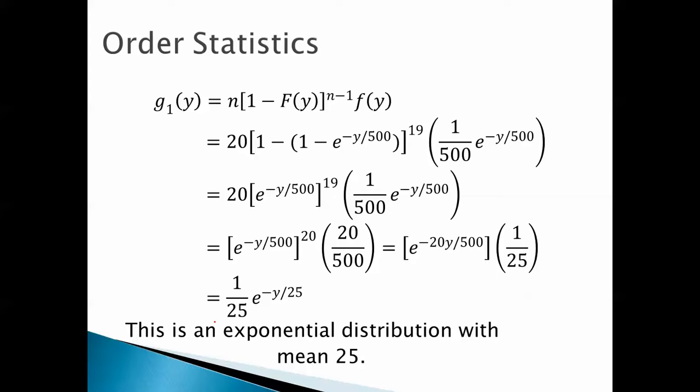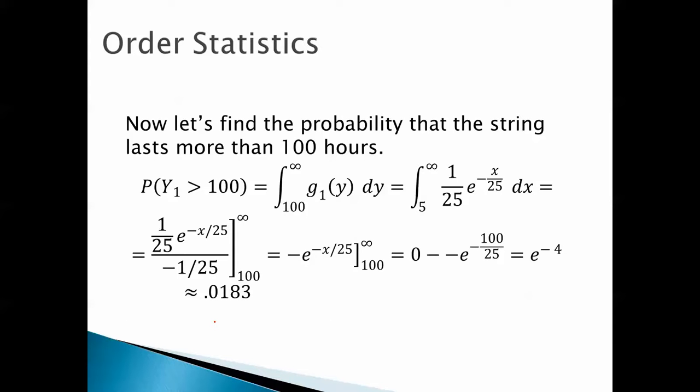Notice that this is an exponential distribution with mean 25. So the PDF of this string, in other words, the PDF of the min, turns out to be an exponential distribution as well. Now let's find the probability that the string lasts more than 100 hours.